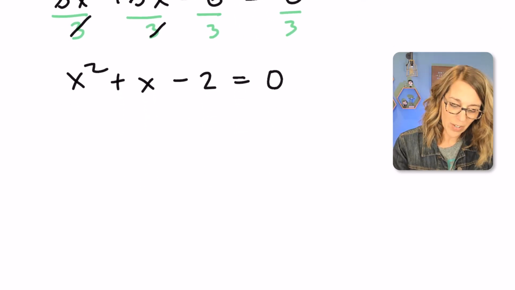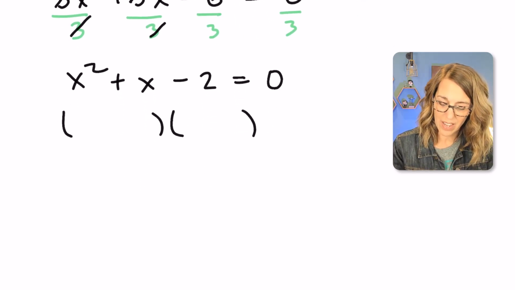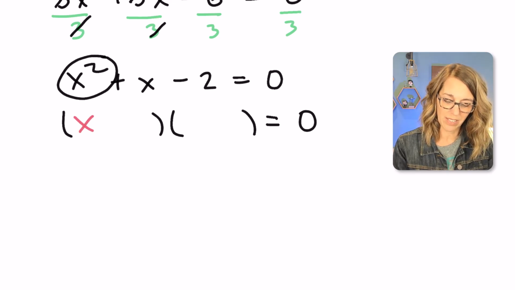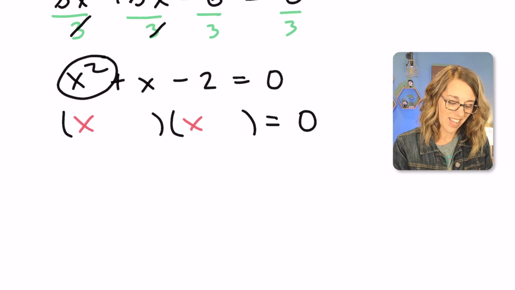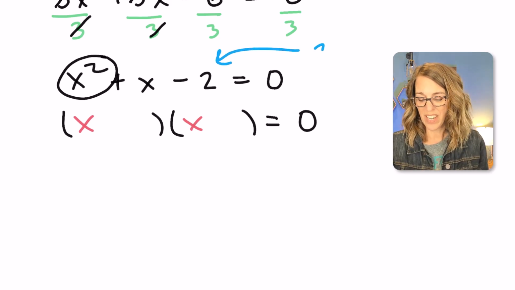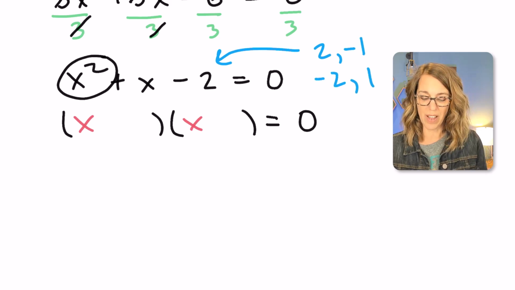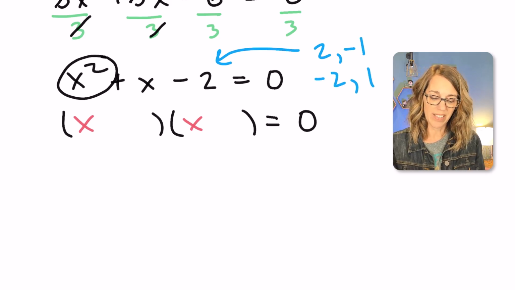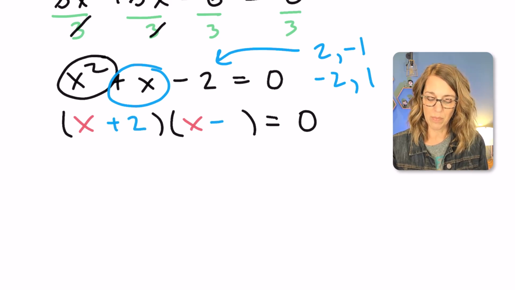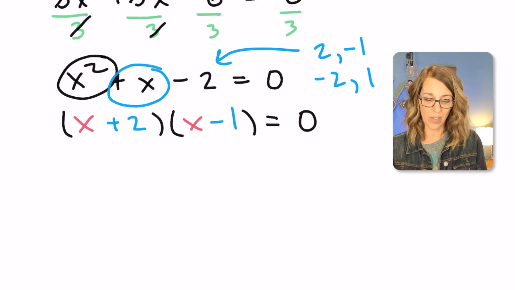Let's go ahead and factor that. I want what times what is equal to an x squared. That's going to be an x times an x. And then what times what is equal to a negative 2? Either 2 and negative 1 or negative 2 and a positive 1. I want this positive x in the middle, so I think I want plus 2, and I know I do, minus 1. You could definitely check those.